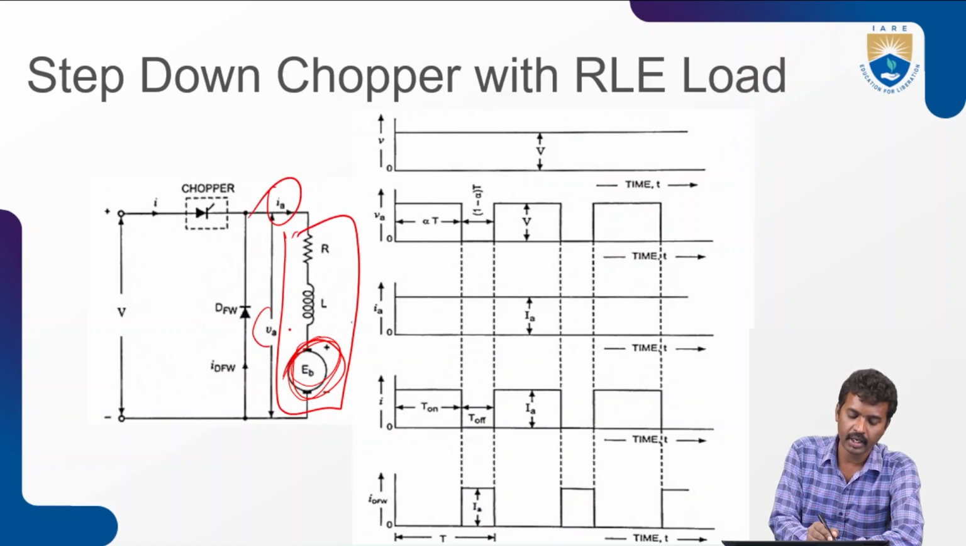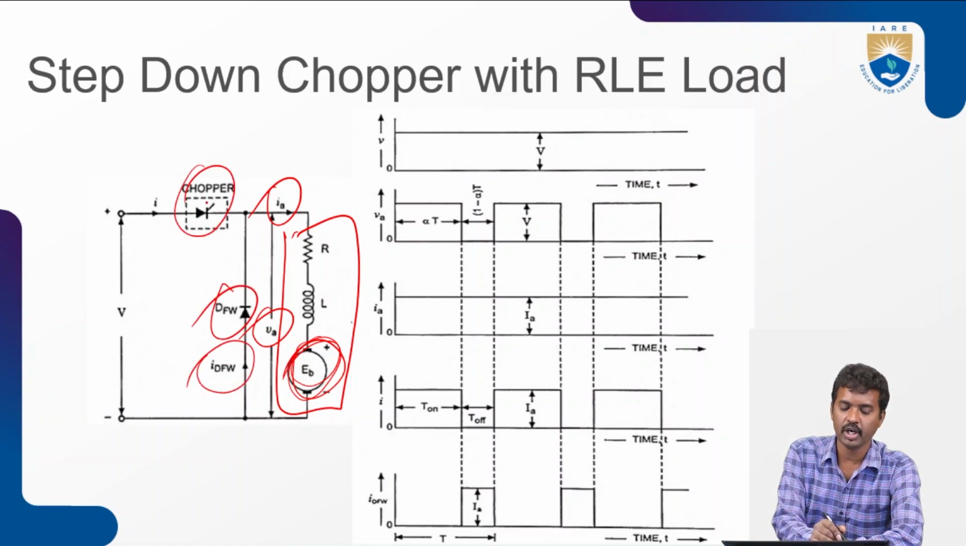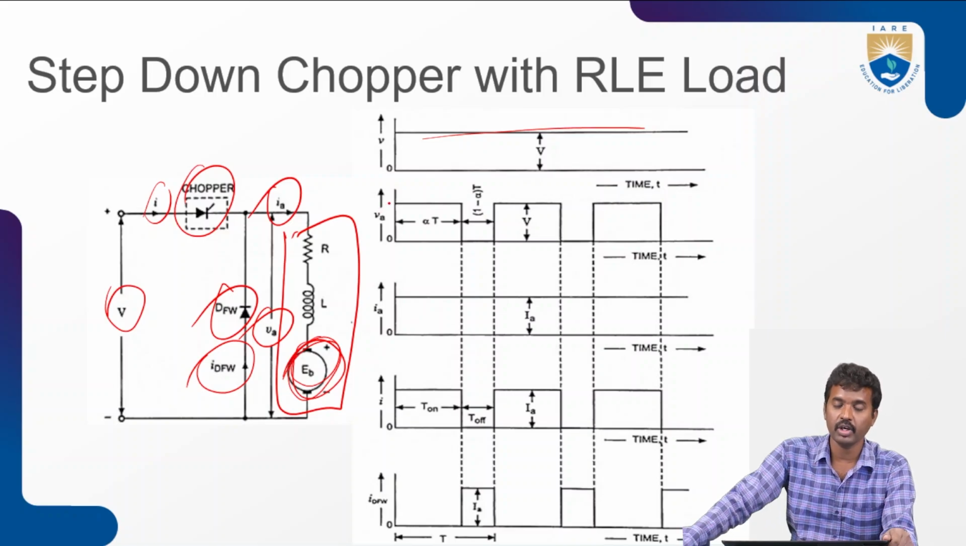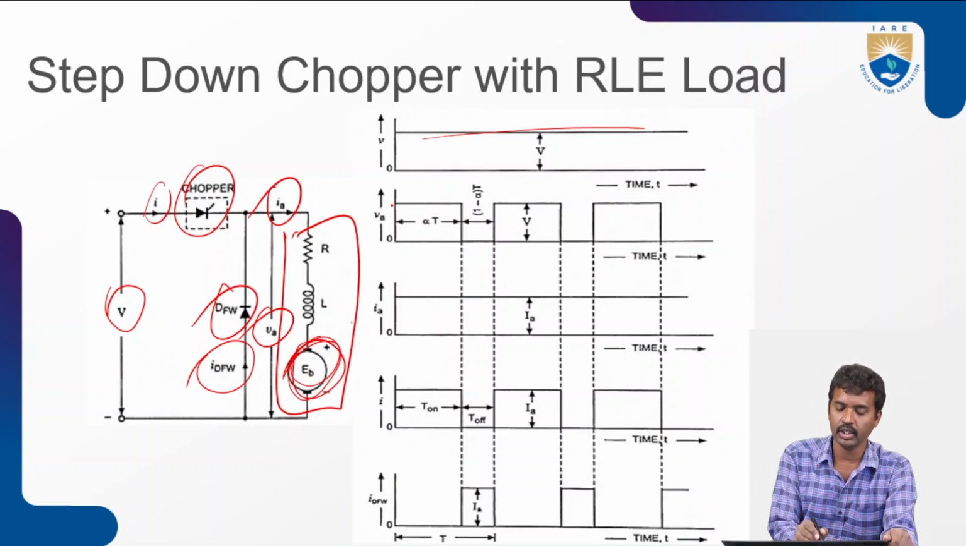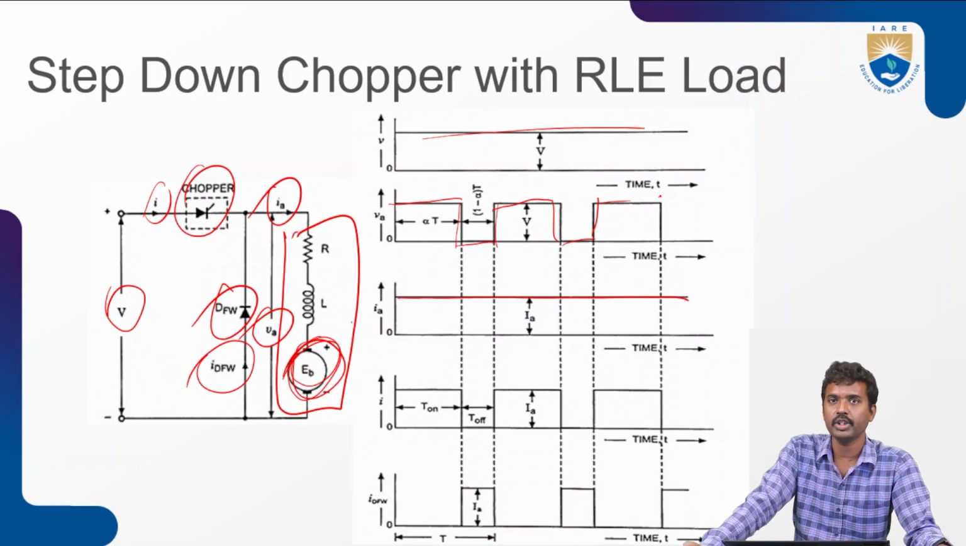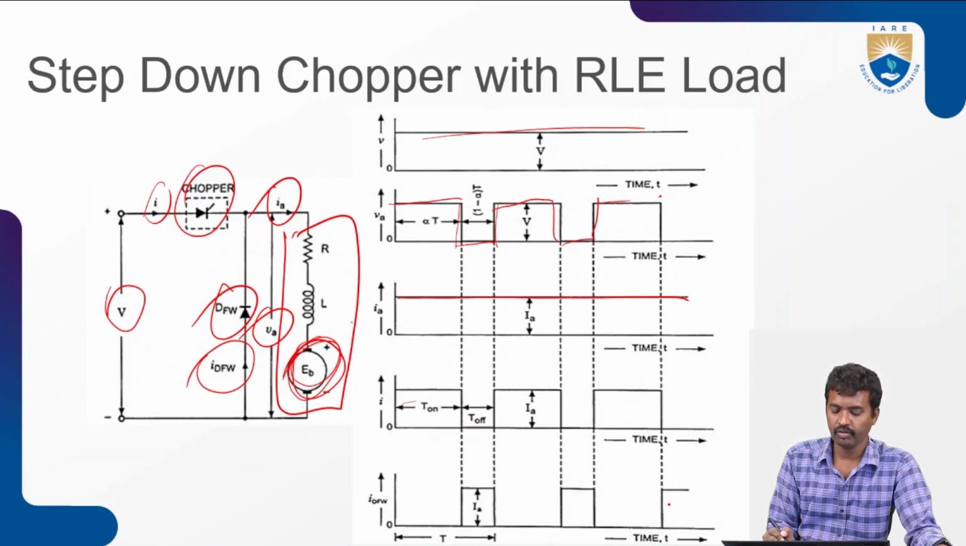Output current and output voltage, freewheeling diode current, and the chopper switch I am using. Here you can use any switch, IGBT or SCR, and here the input current and I0. Now the input voltage is always constant, and VA means the output voltage, as we already saw in the previous lecture. This is the output voltage when the switch is on, switch is off, and switch is on. Output current is constant for RLE type of load, and this is the input current, and this is the freewheeling diode current.